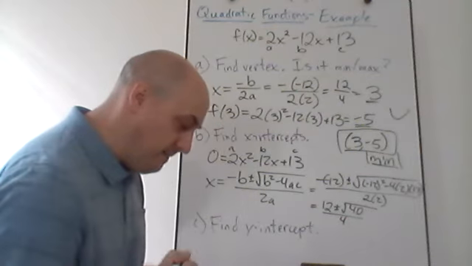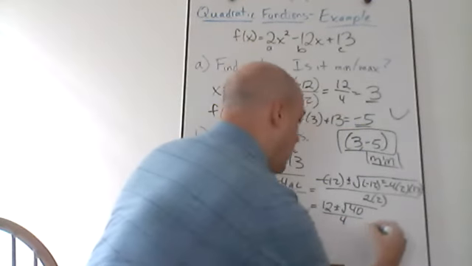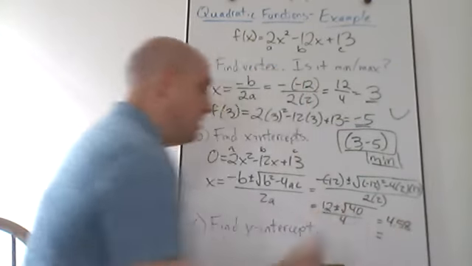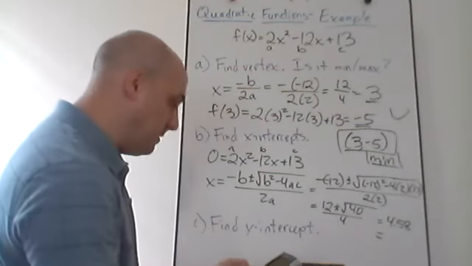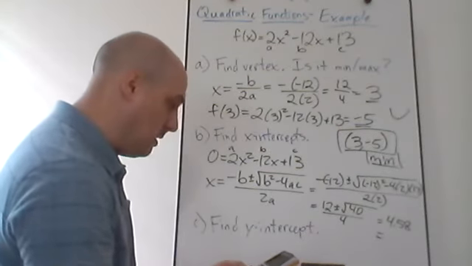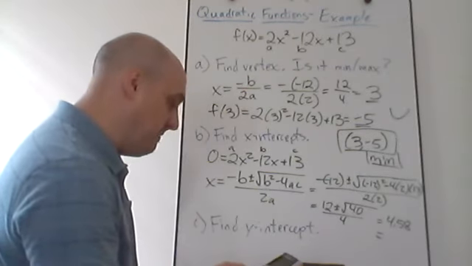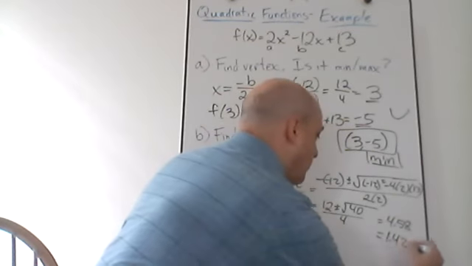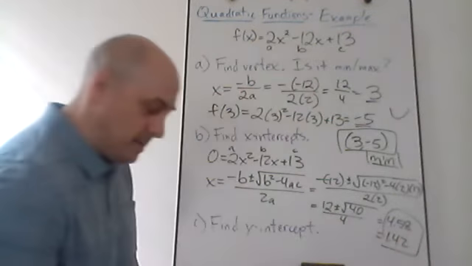I'm going to get 4.58 approximately when I do the plus in the middle, and then when I do 12 minus the square root of 40, and then take that divided by 4, I get 1.42 if I round it off. All right, so there are the approximate x-intercepts.